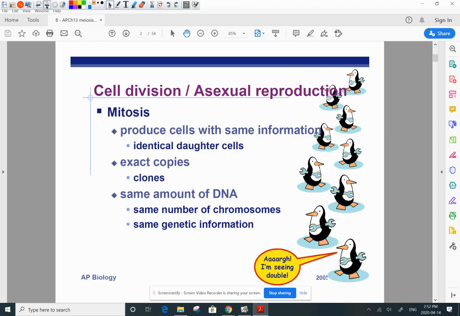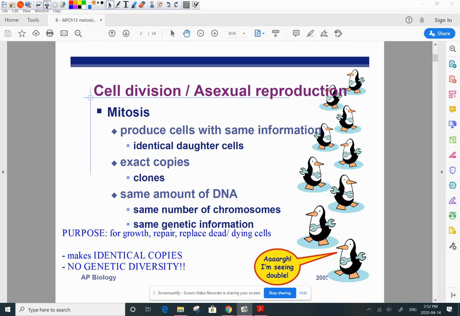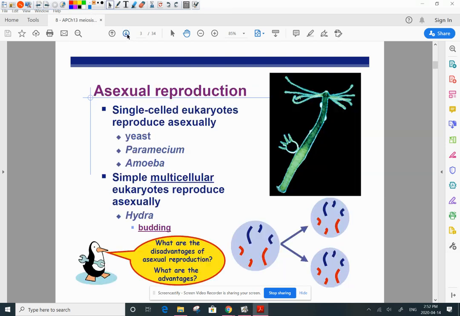So, when we talk about cell division, mitosis is asexual. We're producing identical daughter cells. We're making exact copies, clones, identical copies. And so each cell that is formed has the same DNA, same chromosomes, same genetic information. The purpose of doing this is for growth, repair, and to replace dead or dying cells. So again, identical copies, but there's no genetic diversity when this occurs.